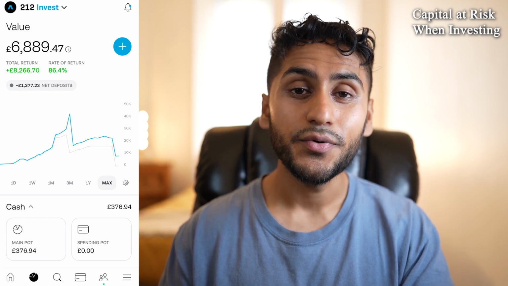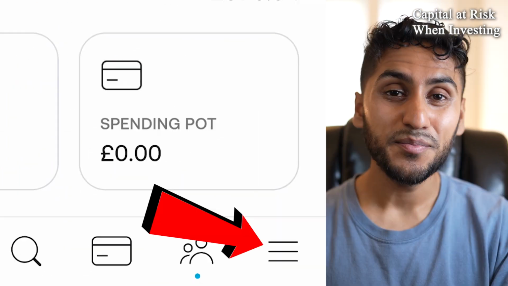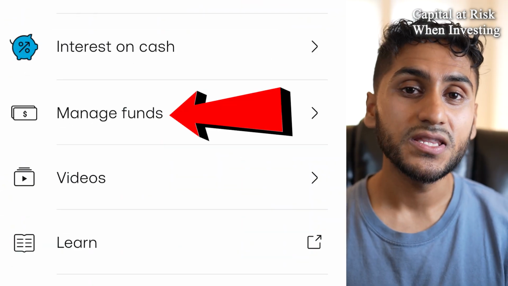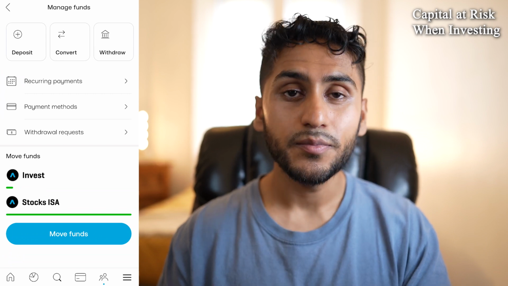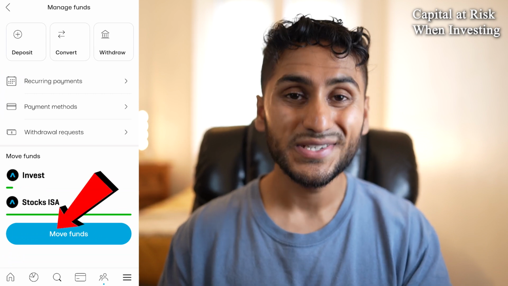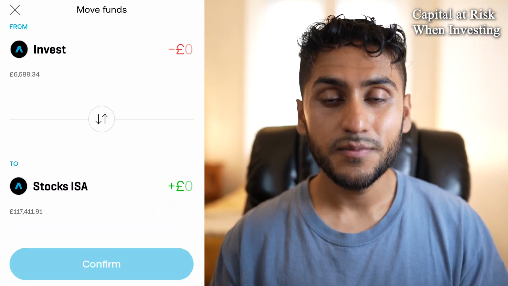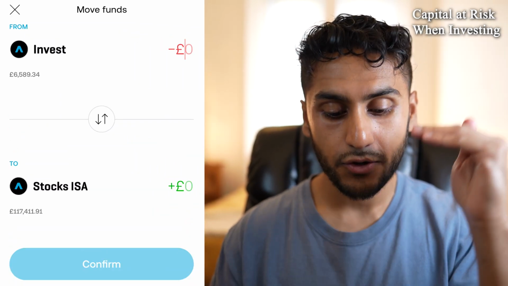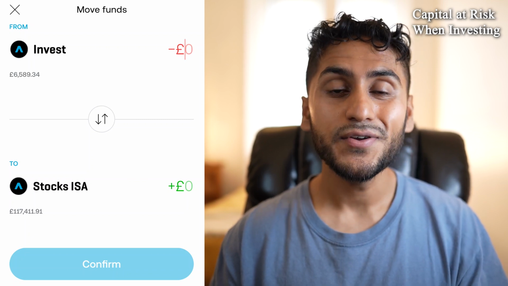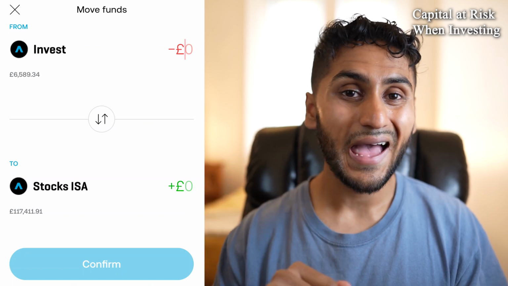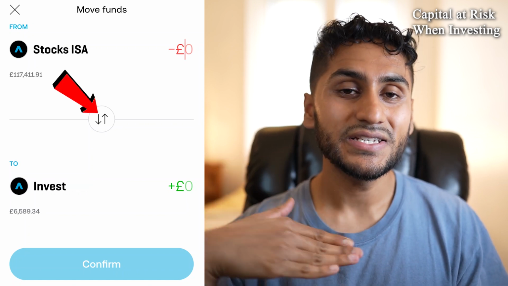All you have to do is press the three horizontal line menu at the bottom of the screen. So go to the third menu from the top, which says Manage Funds. And then all you do down at the bottom is click the big blue button, which says Move Funds. And now you can choose which way you want to transfer from. So as default, it's from the Invest account over to the stocks ISA. But if you click the button in the middle, which has the little up and down arrows, it actually changes the direction.